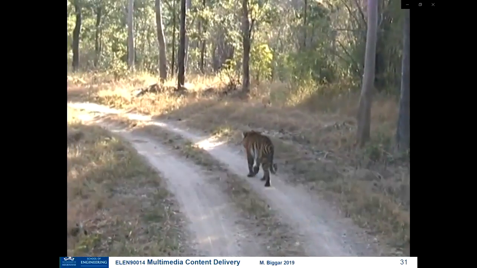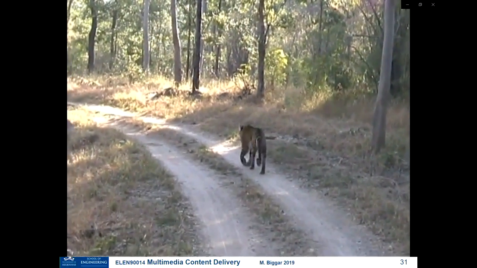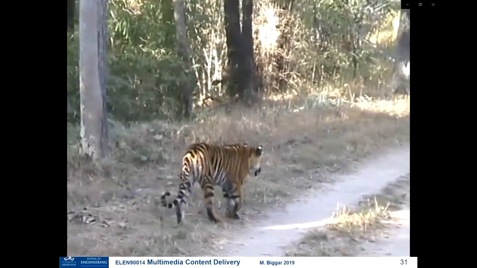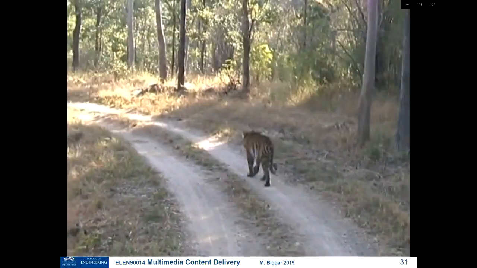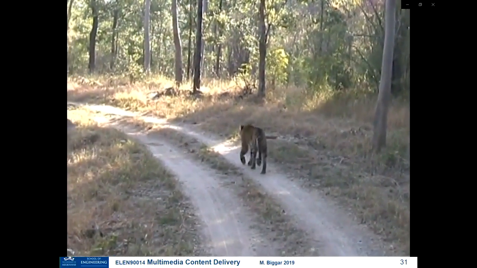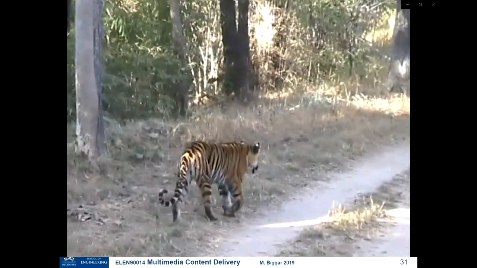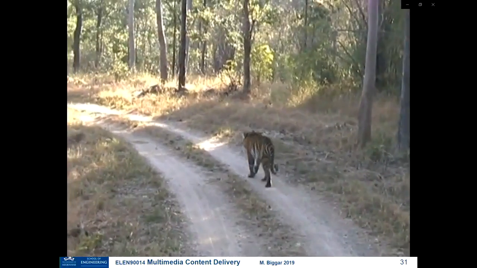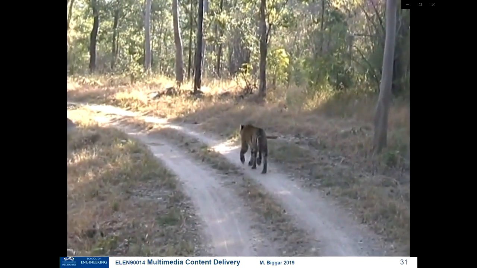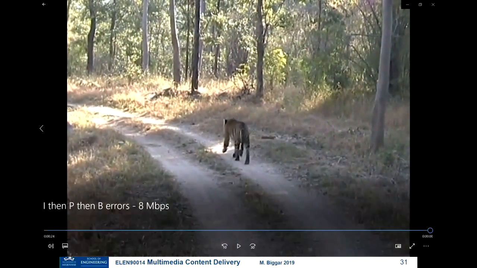Alright, so with an I picture, the error persists for a substantial part of a second. P picture, shorter period. And for a B picture, a very short time. Just one frame. Picture because it's happening where the movements happen. Right. Yeah. Oh, that's true.